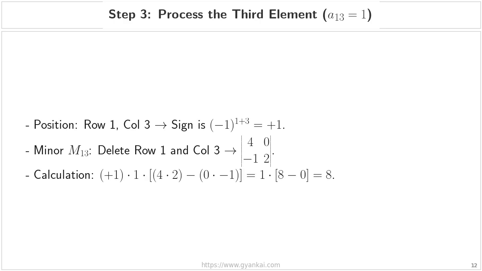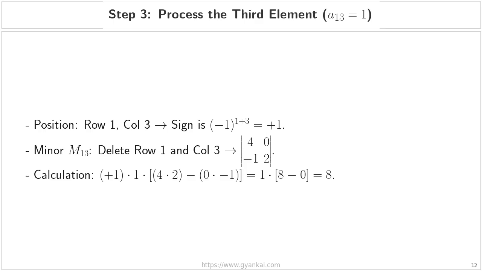Finally, let's perform the calculation. We multiply our sign factor, which is positive 1, by our element, which is 1, and then multiply that by the result of our 2 by 2 determinant. Inside the brackets, we multiply 4 by 2 to get 8, and then subtract the product of 0 and negative 1, which is 0. This leaves us with 8. So the total contribution from this third element is simply 8.